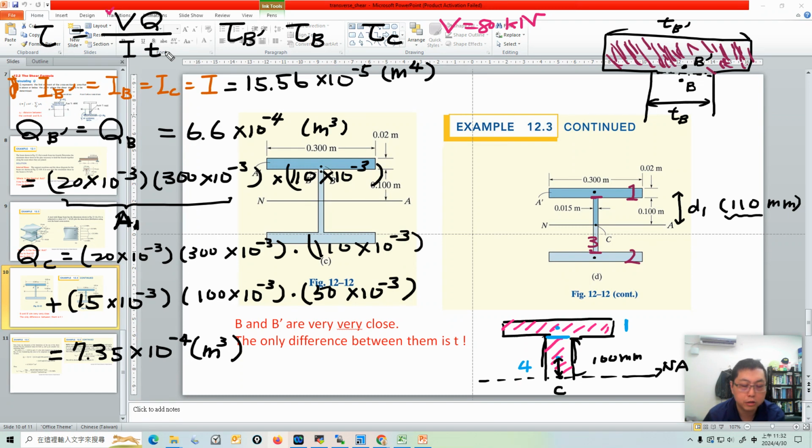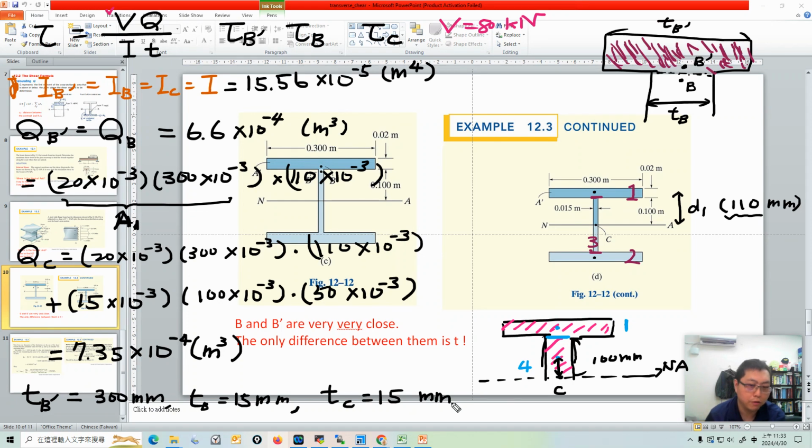The remaining part is what's our T? T is the thickness of the cross section area. So T is very simple. TB is equal to 300 millimeter. TB is 50 millimeter. And what is TC? TC is also 15 millimeter. It's based on the geometry information of this problem. So we have everything, so we can calculate the shear stress at B prime, B, and C.